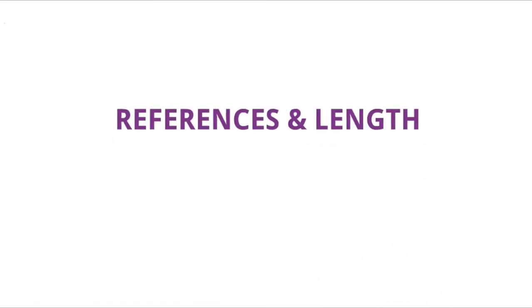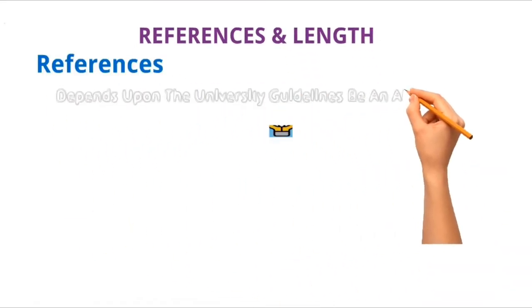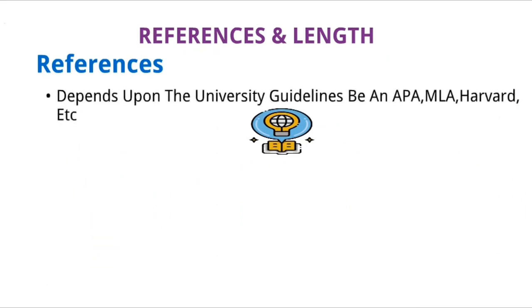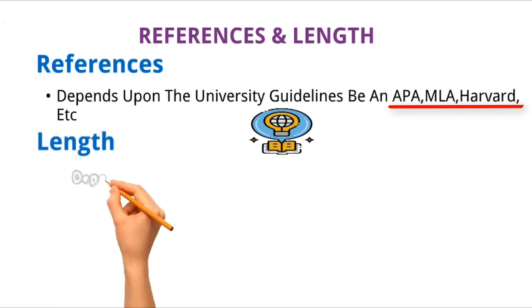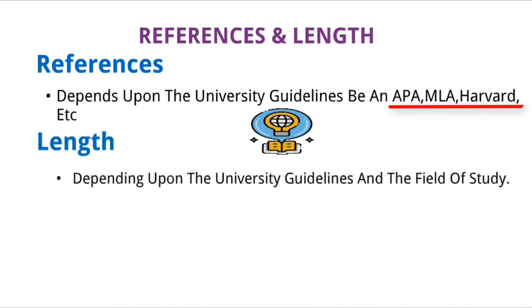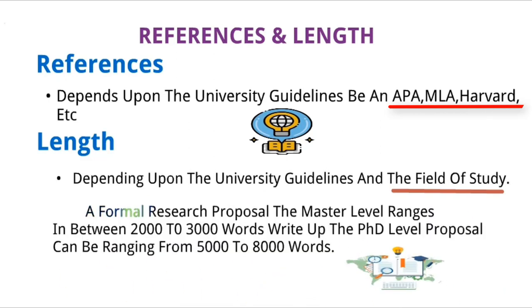Lastly, I would like to tell you about references and the length. The references depend upon the university guidelines. It can be in APA, MLA, Harvard, etc. Next, coming to the length, it also varies depending upon the university guidelines and the field of study. But still, I am giving you a rough guidance: a formal research proposal meant for the master level ranges between 2000 to 3000 words, while a PhD level proposal can range from 5000 to 8000 words.